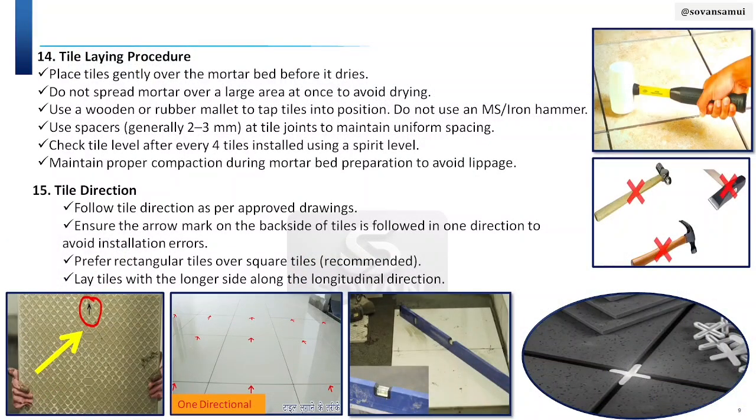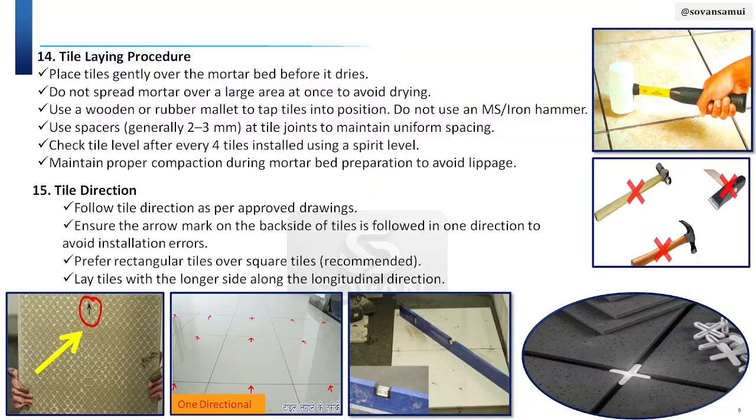Next point is tile laying procedure. In tile laying procedure, there are a few points also. Place tiles gently over the mortar bed before it dries. Do not spread mortar over a large area at once to avoid drying, and use a wooden or rubber hammer to tap the tiles into position. Do not use an MS or iron hammer, and always use spacers, generally 2 to 3 mm spacers, and check the tiles' level after every 4 tiles installation using a spirit level. Maintain proper compaction during mortar bed preparation to avoid leakage.